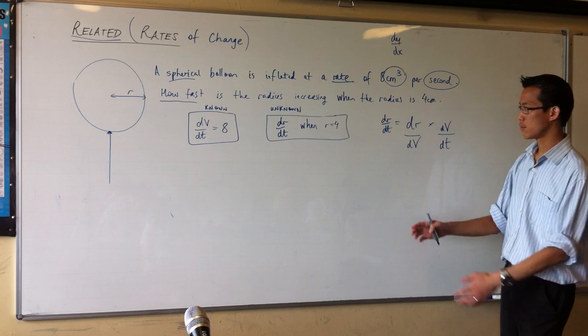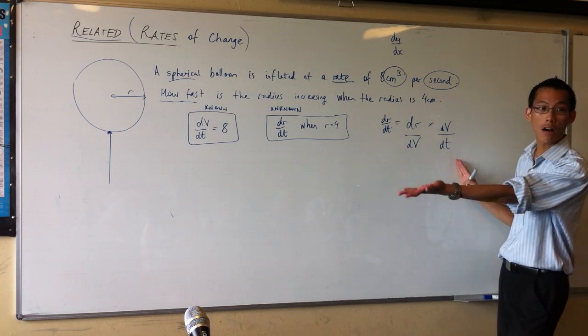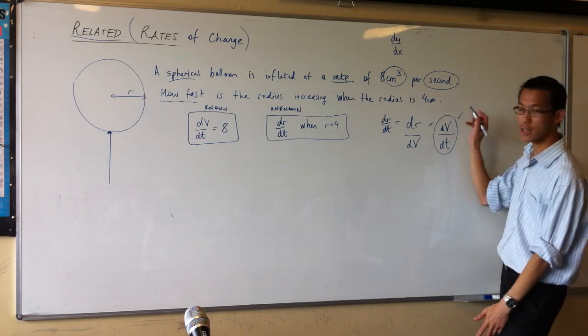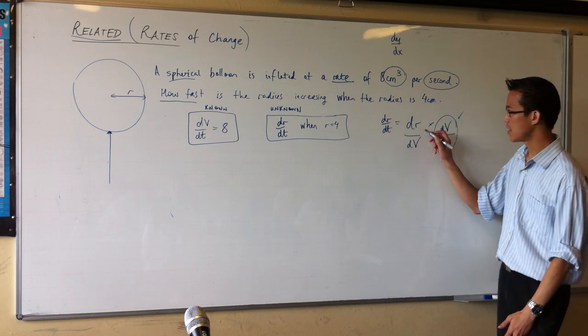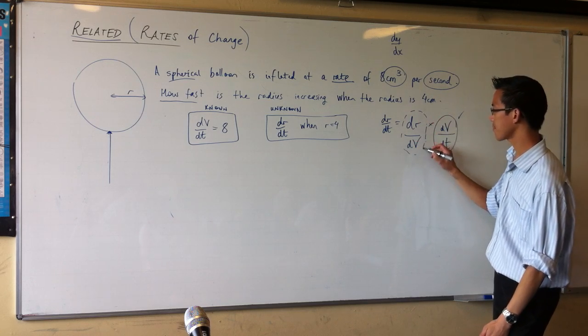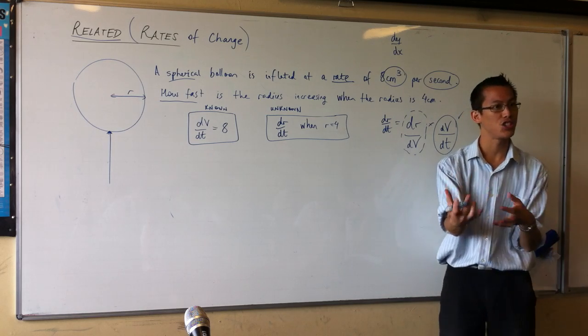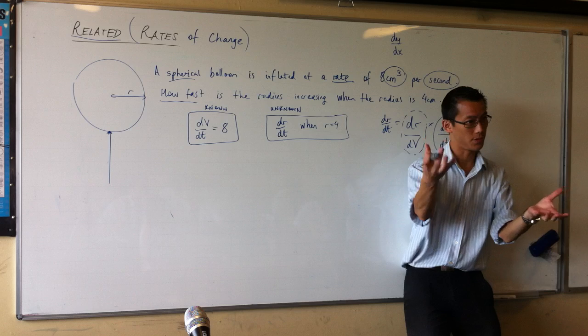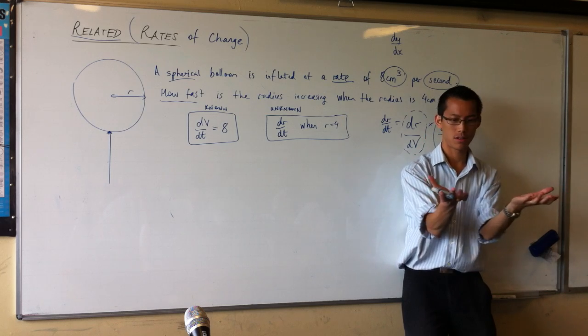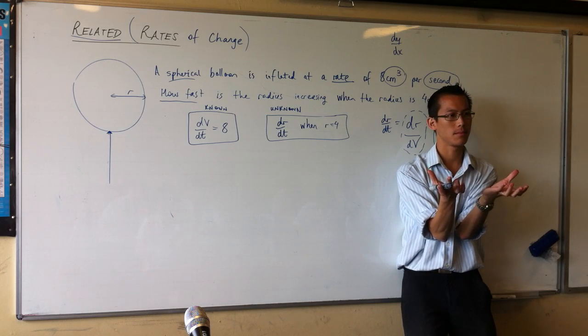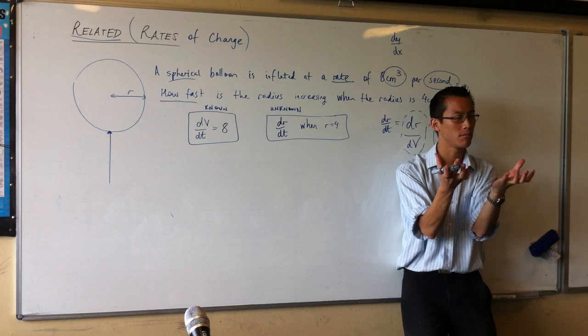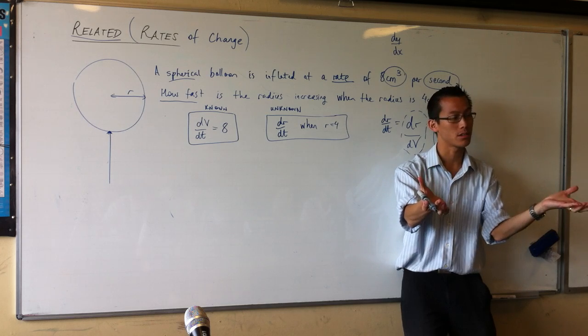Okay. So you look at this versus what we've got. So dV on dt, tick, I've got that. So now I need to work out this part. Okay. So dr and dV, what that tells you is there's some relationship between V and R. As V changes, R changes. So what's the equation? What's the relationship between V and R, volume and radius?